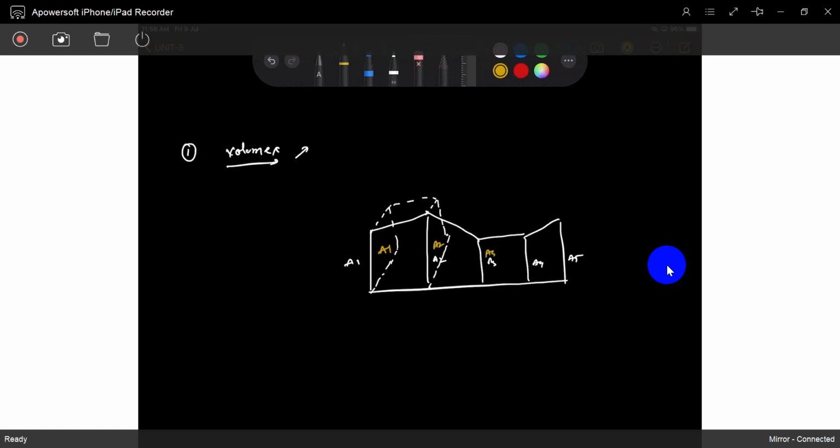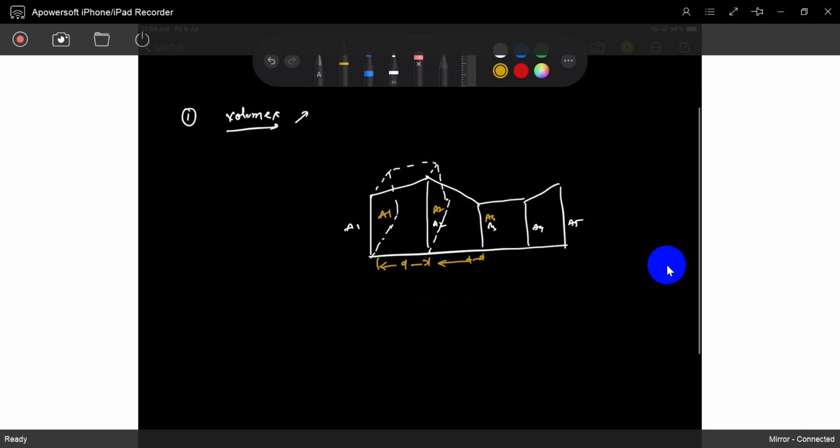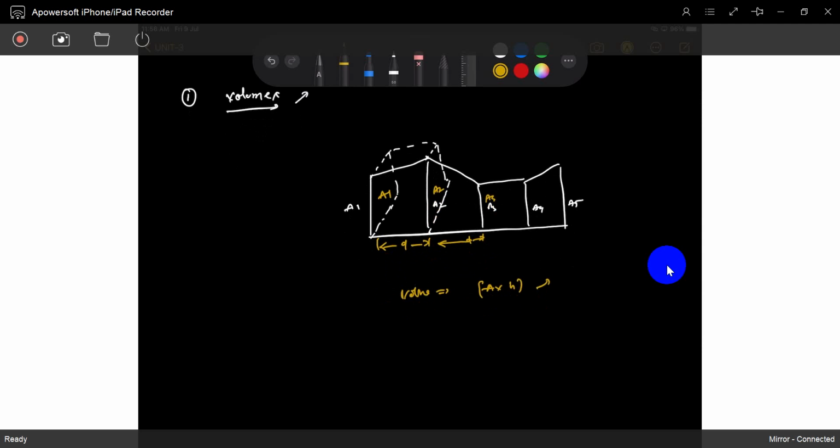If you find out the areas and later there is some interval, you can easily find out the volume. Volume is area multiplied with interval, area multiplied with distance. But it's not suitable. Why it is not suitable, we already explained in the previous area calculations: mid-ordinate method, average ordinate method, trapezoidal method, and also Simpson method.